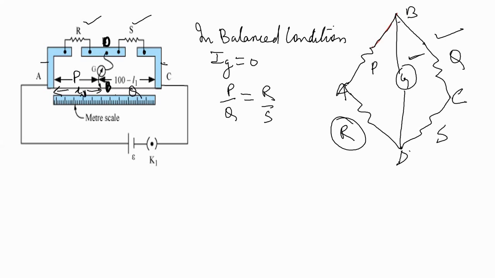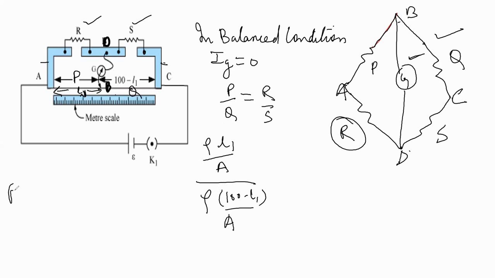When you apply here, P is equal to your length L1 resistor. The length L1 resistor can be written by the formula for resistance: rho L1 by A upon rho (100 minus L1) by A. This is the value of resistance between points A and B, and this is the value of resistance between B and C.